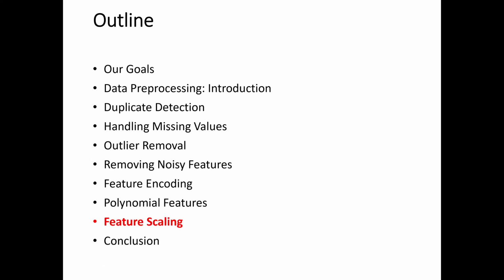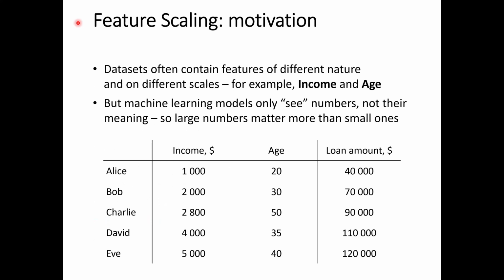Let's move on to the last topic in our lecture, feature scaling. First, let's talk about the motivation, why we actually need to apply feature scaling. Datasets often include features of different nature and on very different scales, for example, income and age. But machine learning models only see the numbers, not the meaning. So large numbers tend to have a much bigger impact than small ones. In this dataset, income will be much more important for the model than age.